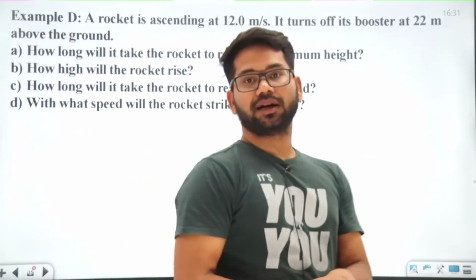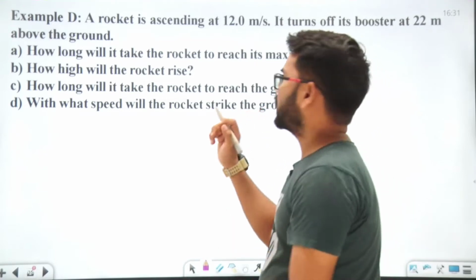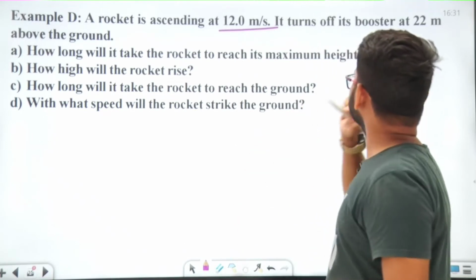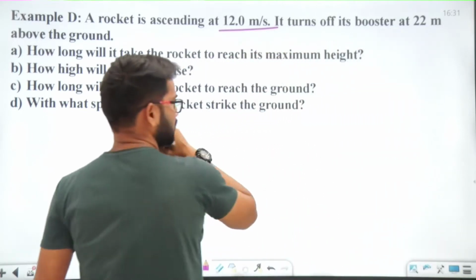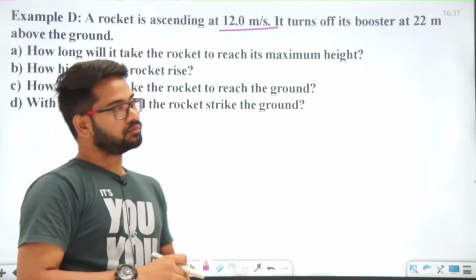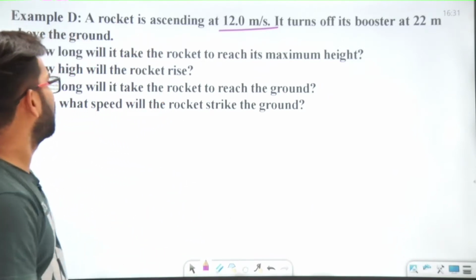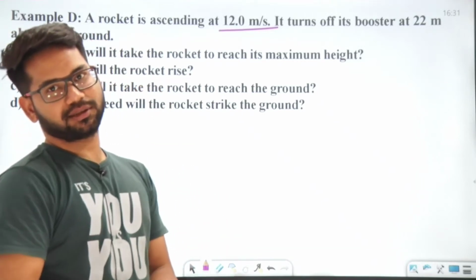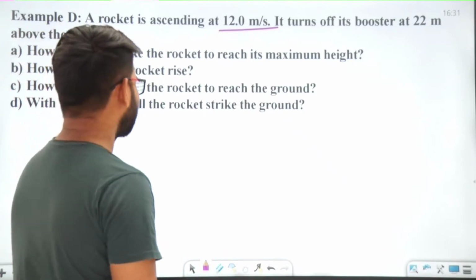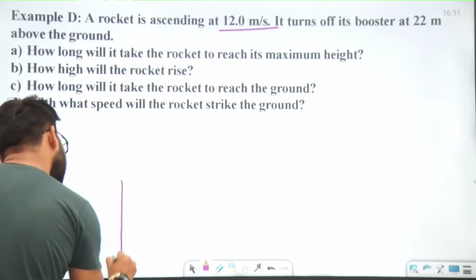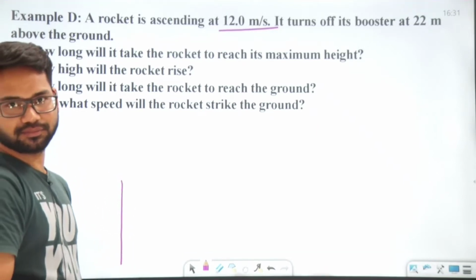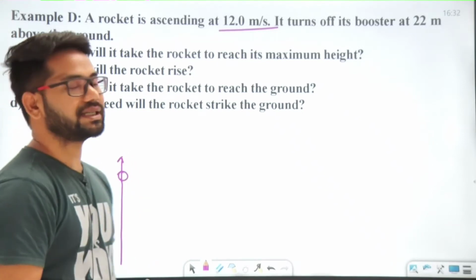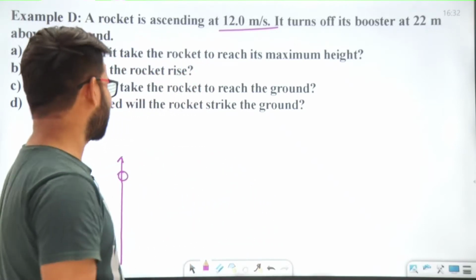Let's take an example which includes some numerical values. A rocket is ascending at 12 meters per second. It turns off its booster at 22 meters above the ground. Students, the rocket is ascending at 12 meters per second, right? That means it's moving with constant velocity, right? Until you turn off its booster, acceleration, right?